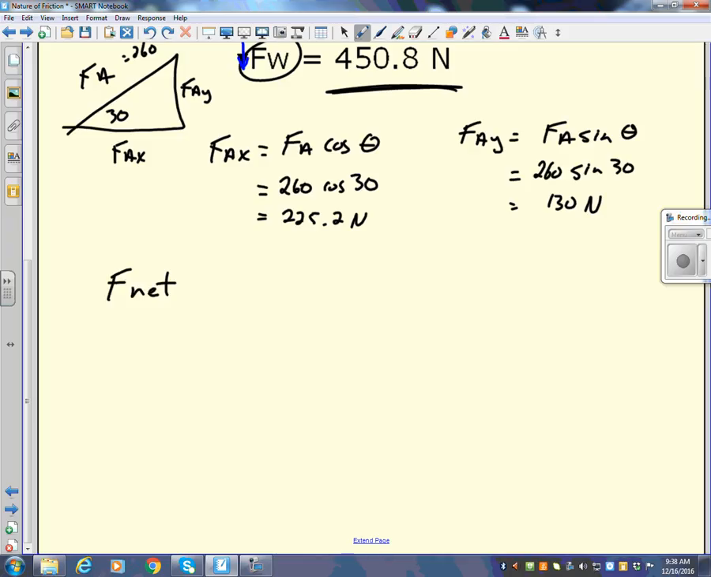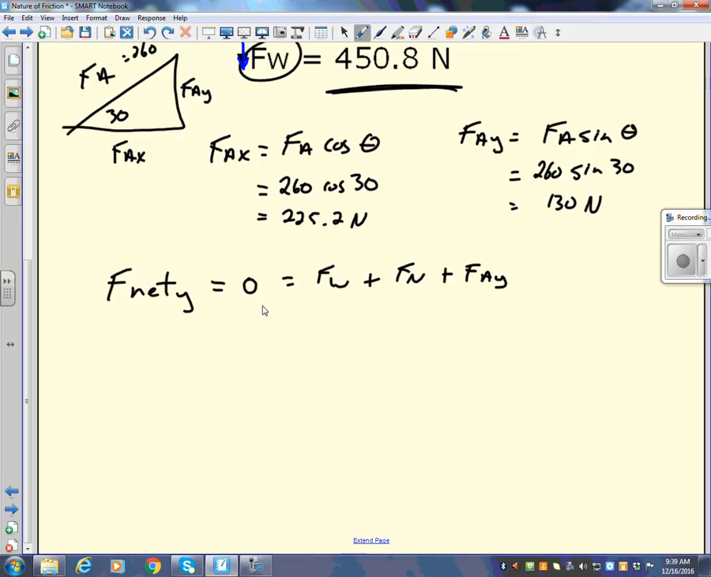I'm going to write F net Y, the net force in the Y direction, and we know it's going to be equal to 0, right? The F net Y is 0 because this object is not accelerating up or down, it's just sitting there. Even if it's moving sideways, the F net Y is 0. And what makes up this F net Y? Well, we have FW down, we have normal force up, and we have FAY. These are all the three forces that are acting vertically on the object, and the sum of them is 0, because it's not moving.